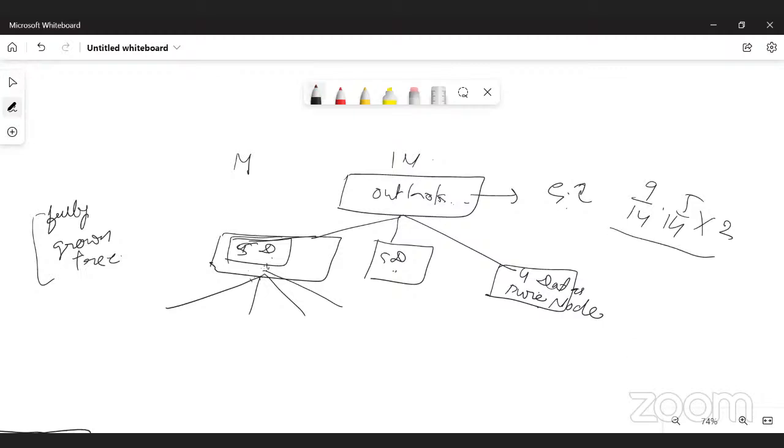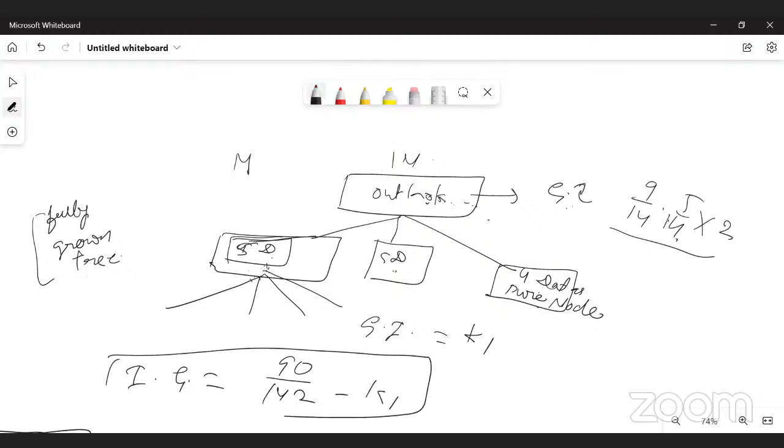Now we need not take the weighted sum because here there is only one node. There are no child nodes we are talking about. So this is the Gini index of this node before the splitting. And what was the Gini index after the split? That was K1. So what will be the information gain? The Gini index before splitting, so this will be 90 by 14 square, right? Minus K1. So this is the information gain for this.